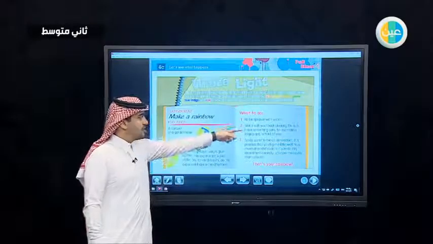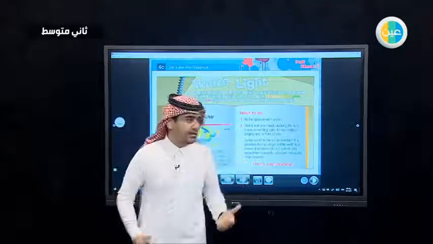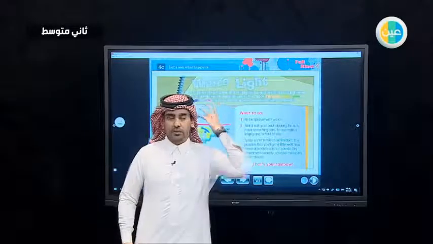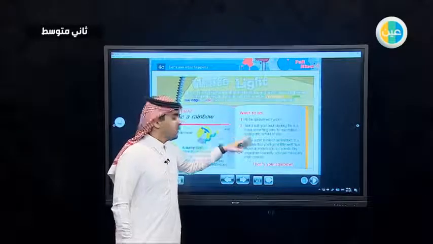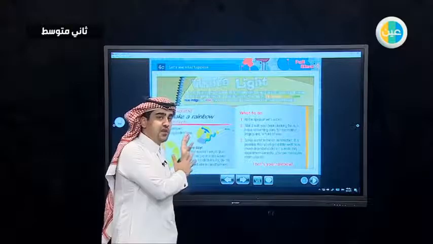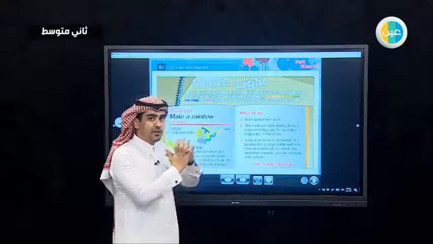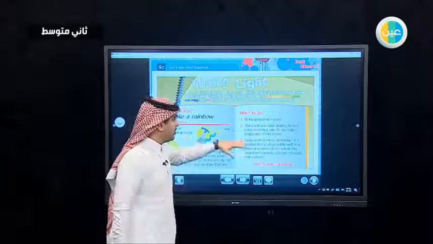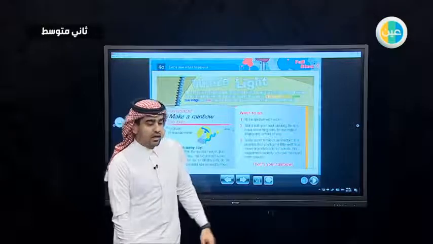The second step is to stand with your back to the sun, okay? The sun should be behind you, or put something to block the sun. Block means to prevent the sunlight from coming. Block, يمنع, okay? For example, a large plant in front of you.